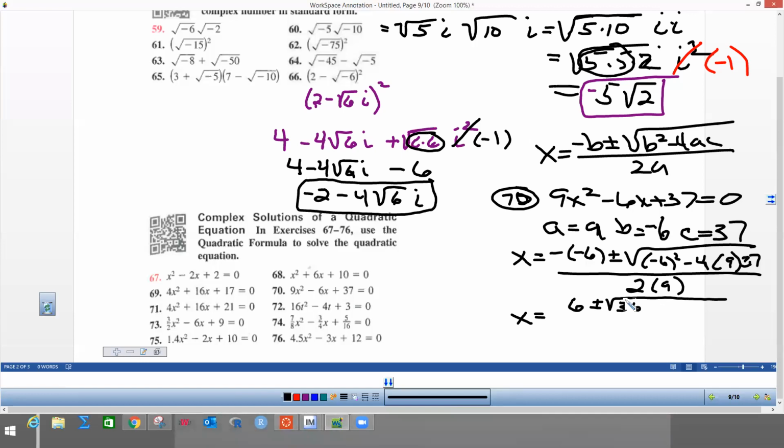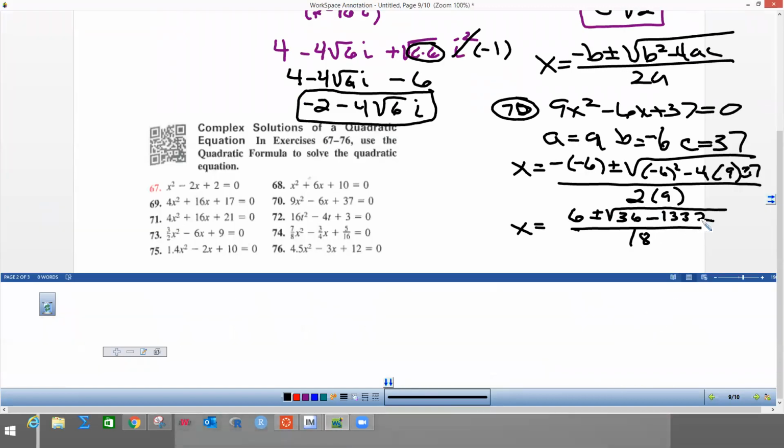And that's a negative times a -4. Times 9 is -36, times +37 is -1,332. And then 2 times 9 is 18. Okay, so now I have to take 36 minus 1,332. And when I do that, that's going to give me -1296.